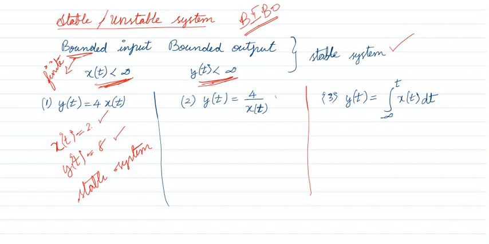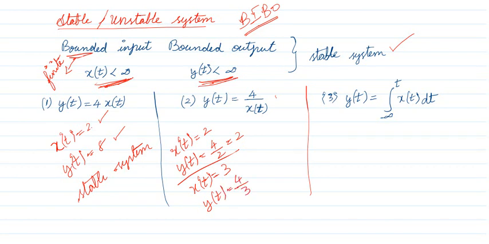Look at the second example. Output is equal to 4 divided by the input. Let me take x of t equal to 2. What is the output? 4 divided by 2, the output is also 2. Let me take x of t equal to 3. What is the output? 4 divided by 3. Now it looks like I have given bounded input and got bounded output. But what about this case?